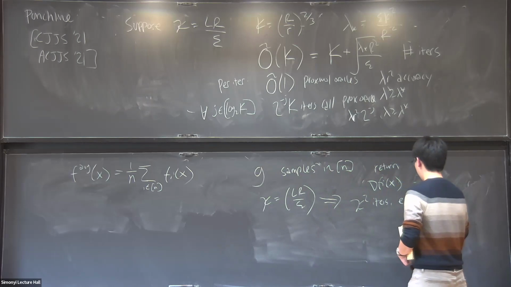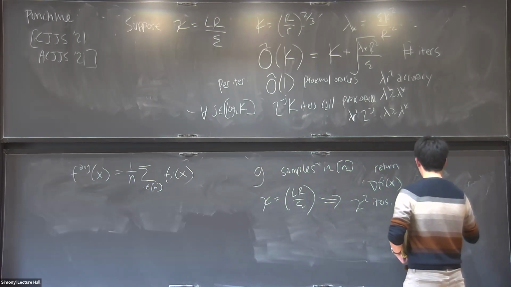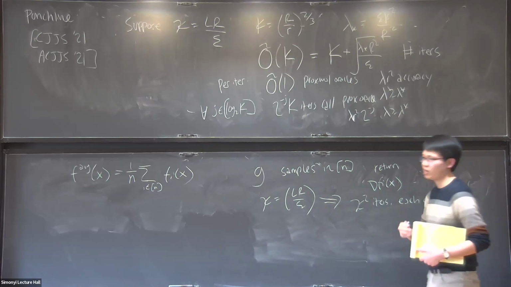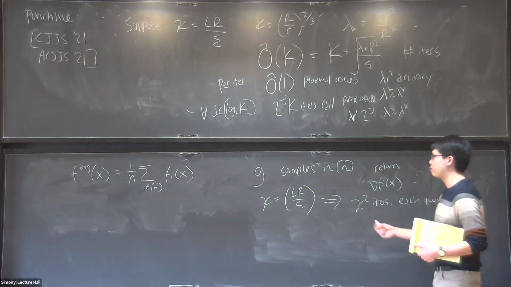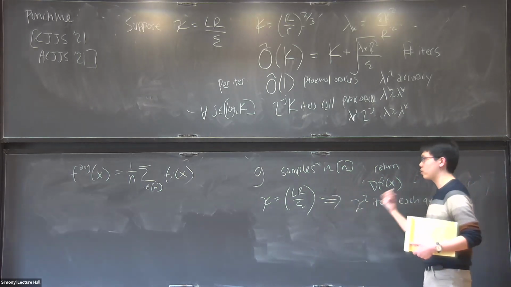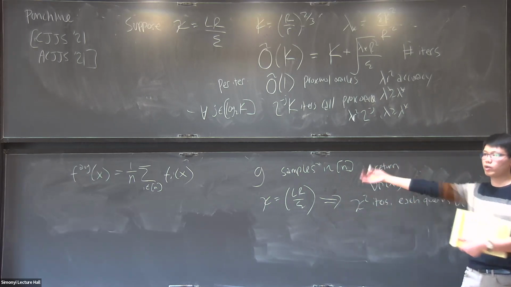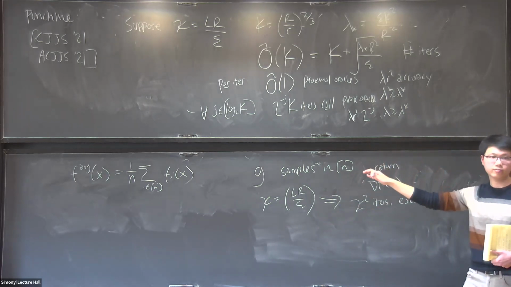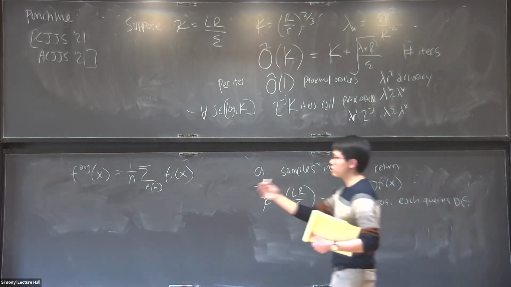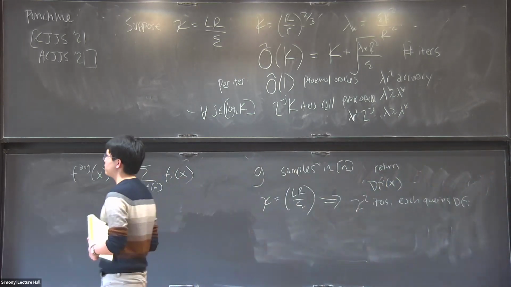Each queries some grad fi. Okay. So in summary, what I need to do is run for LR over epsilon squared iterations, and each time I need to sample a random gradient and query it. Okay. So what about the max? So the first idea is to use exact.